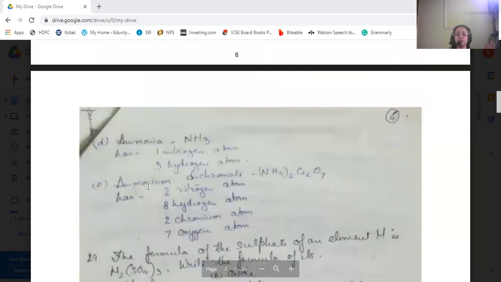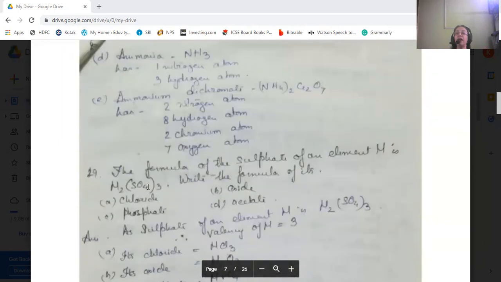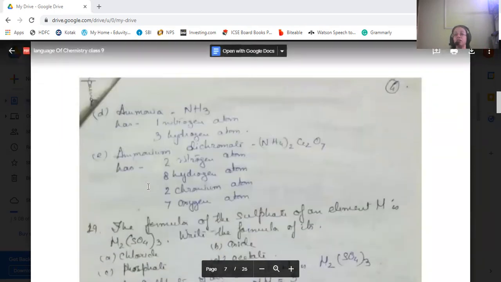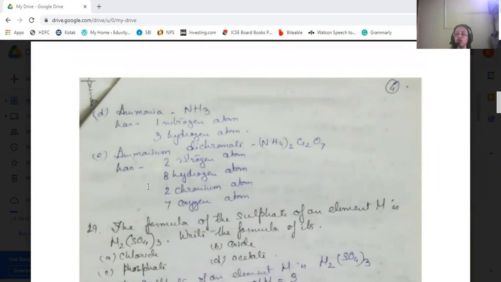Then ammonia. Ammonia is nitrogen trihydride. So 1 nitrogen atom and 3 hydrogen atoms are there.